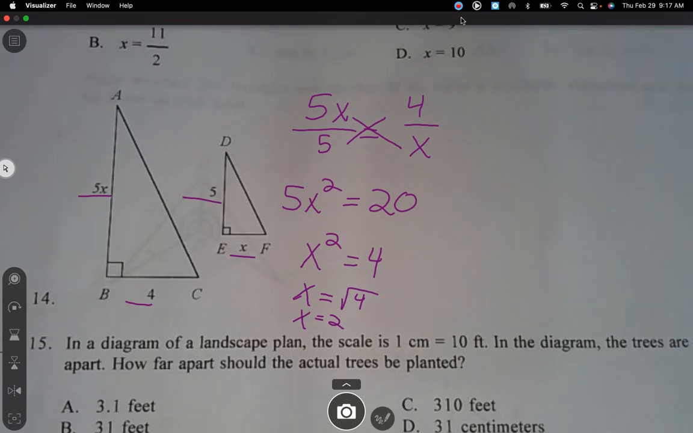There's 14. Anybody still writing? Maybe. I think I see somebody still writing.